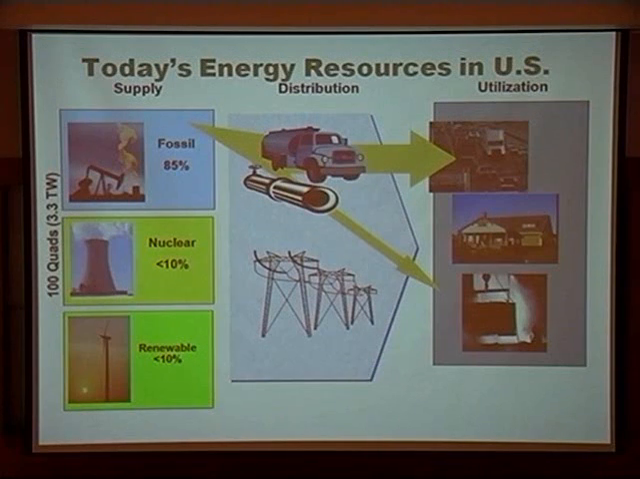So today in the United States, how is our energy distributed? Again, this is the 100 quads. 100 quads is equal to about 3.3 terawatts. Predominantly, our energy is coming from fossil energy. It's coming from oil, gas, and coal. About 10% for nuclear and less than 10% for renewable.